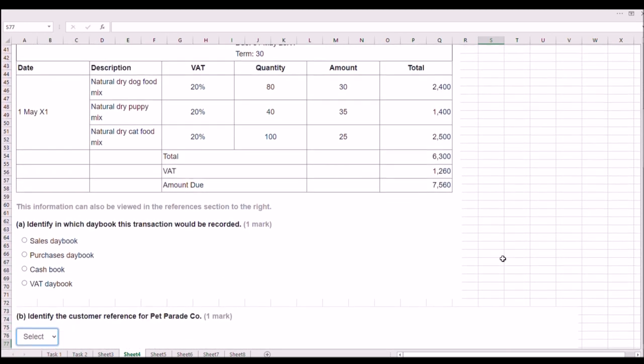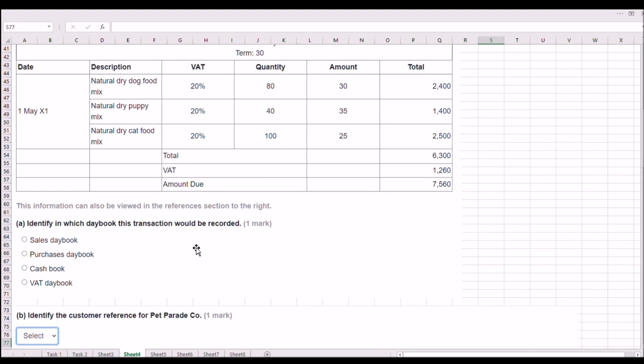And there we are. There's a question. Identify which day book the transaction will be recorded to. So sales on credit go into the sales day book. Purchases on credit go into the purchases day book. Cash sales and cash purchases would be in the cash book, and there is no such thing as a VAT day book.